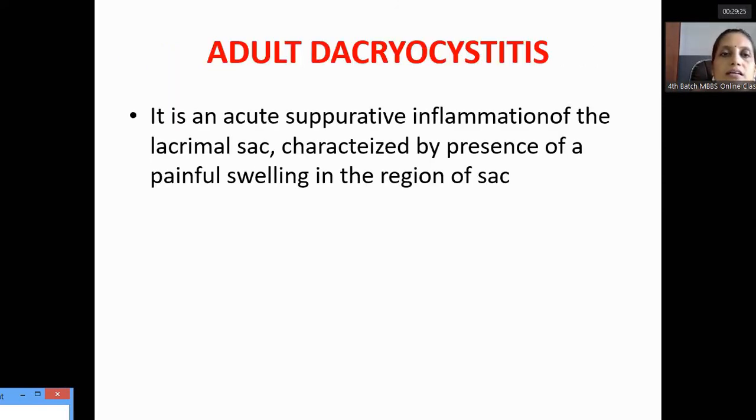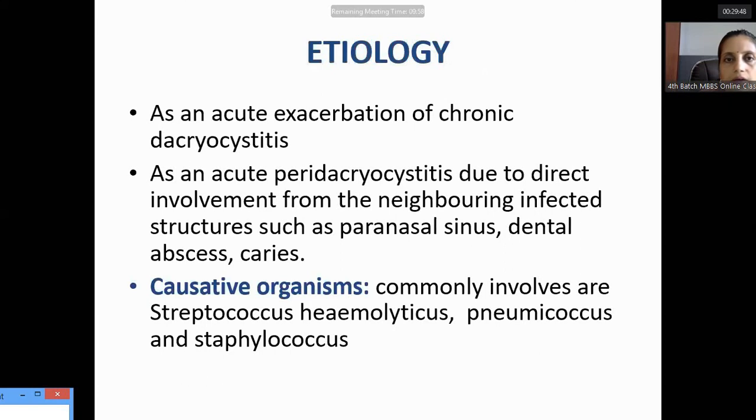Acute dacryocystitis in adults is an acute suppurative inflammation of the lacrimal sac, characterized by the presence of painful swelling in the region of the sac. So acute is a painful condition. It is a suppurative inflammation of the lacrimal sac. So signs of inflammation are present over here.